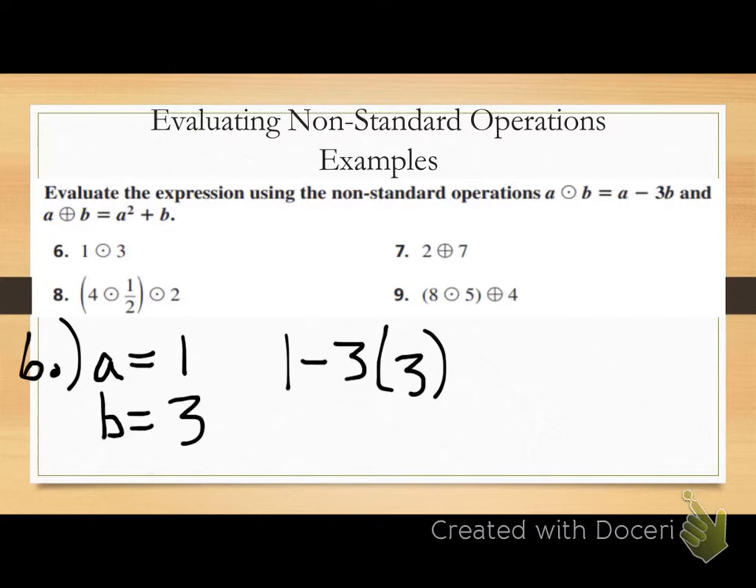So what's negative 3 times 3? Negative 9. 1 minus 9? Negative 8. Is that my final answer? Yes, it is. Questions on 6?